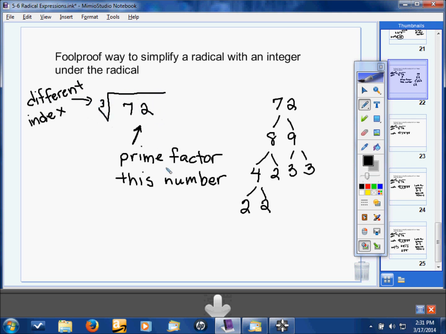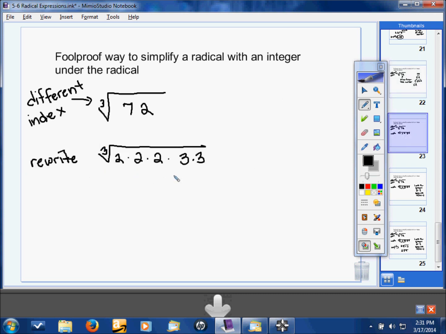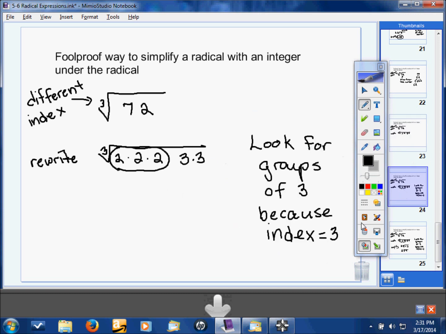So, you should write down the cube root of 72. We're still doing that. You still keep the same direction that you prime factor. So, you rewrite it again. This is the same step. What's the only thing different in this step? The 3. When I had a square root, we looked for pairs. So we have a cube root, we're going to look for triplets, groups of 3, because the index is 3.